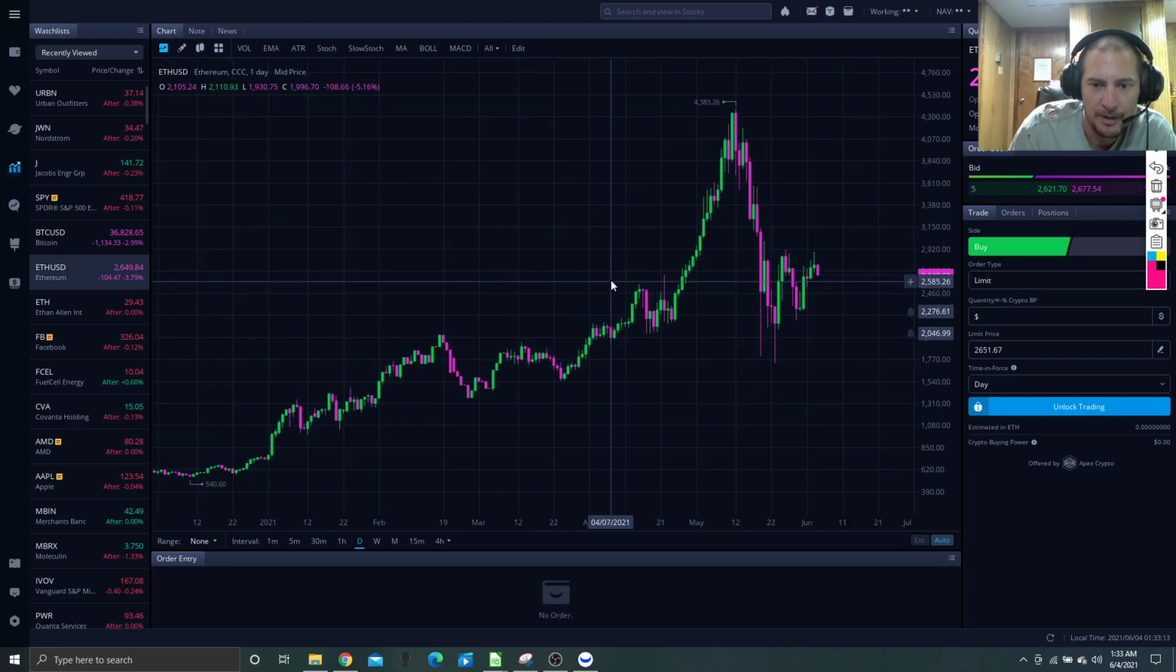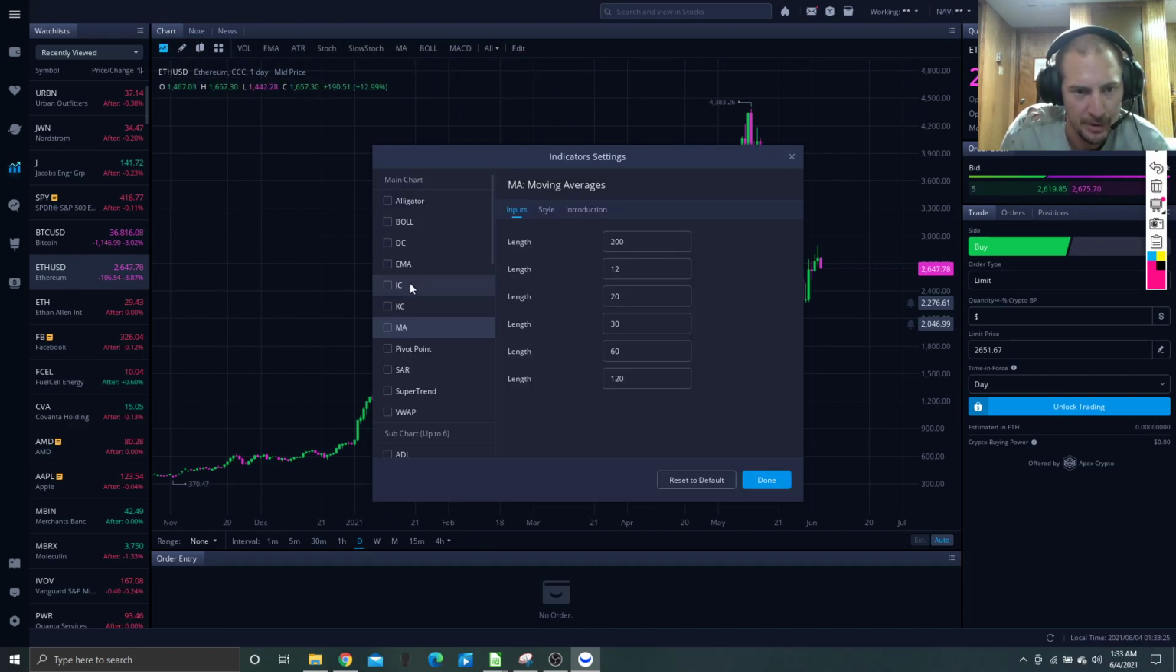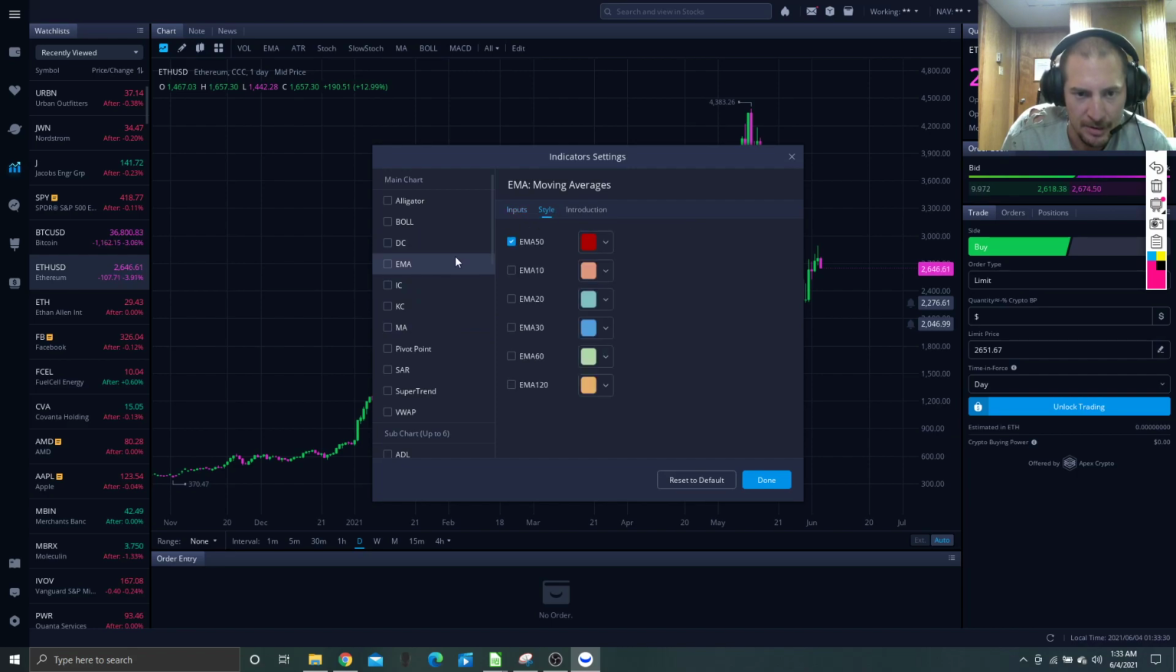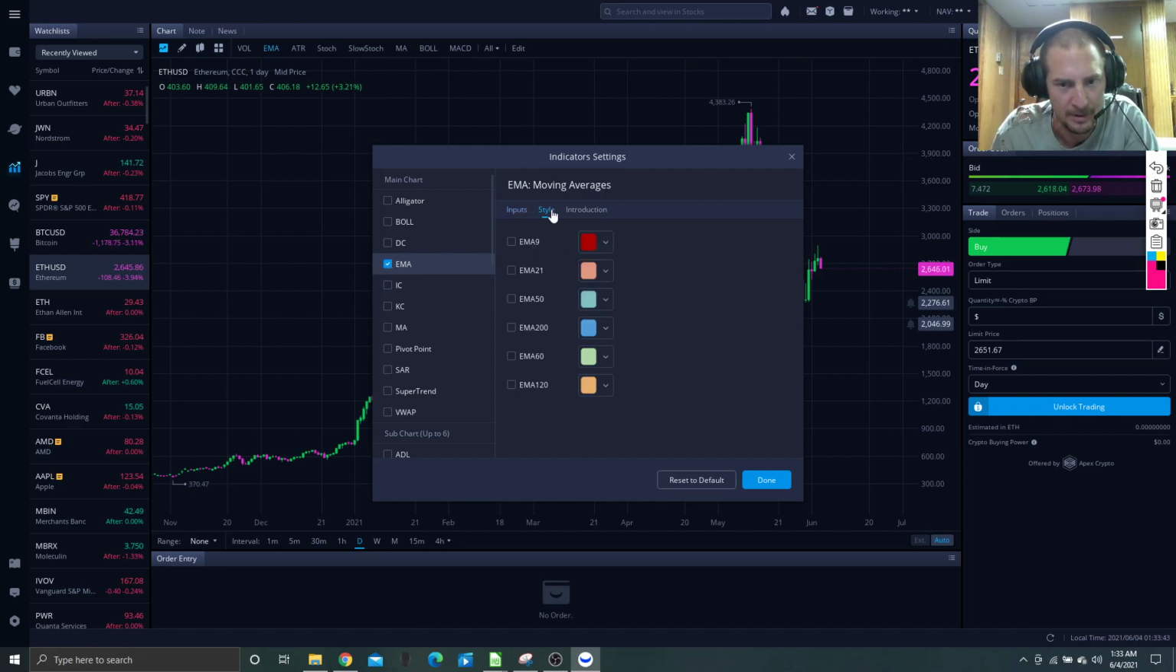Alright, so first we're going to need to set up our charts. We are currently looking at a daily chart of Ethereum. There's a couple of indicators that I use for this strategy. So what you want to do here is click on your indicators tab. This may be different for your broker. What I use is the exponential moving averages. So inputs, I use the 9-day, the 21-day, the 50, and the 200 EMAs. We're just going to click that, and then I'll change the colors.